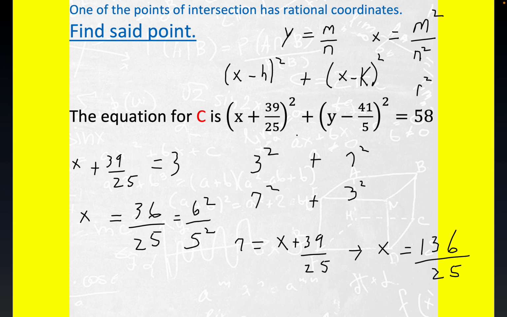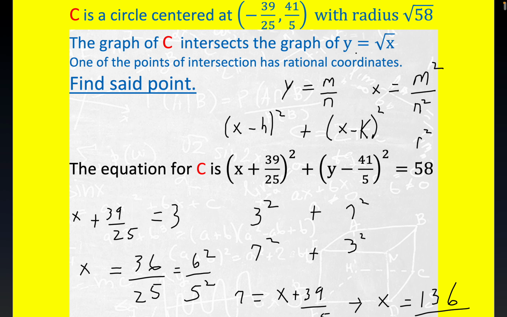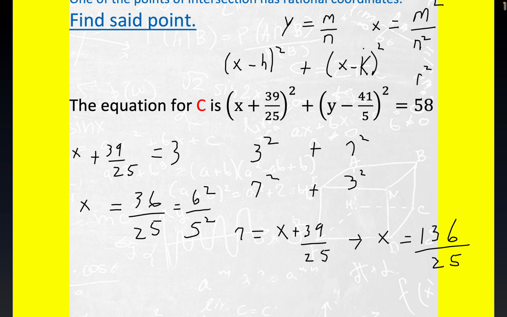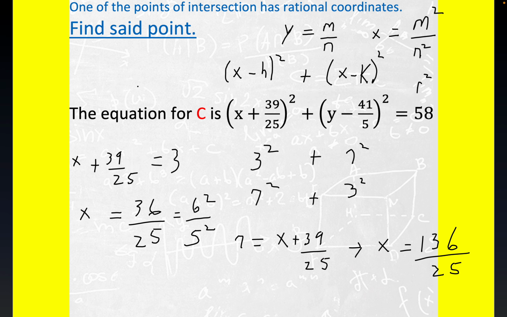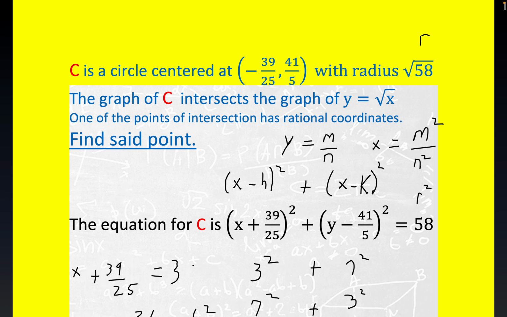But notice that y is the square root of x, of course. So that's going to give us that y has to be 6 over 5. So that's our solution. x is equal to 36 over 25, and y is equal to 6 over 5. And I can write it right up here: the point of intersection is 36 over 25, comma 6 over 5.